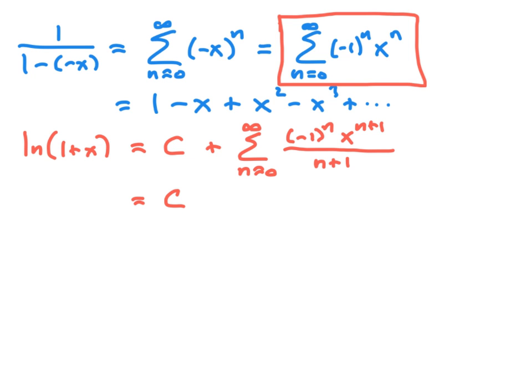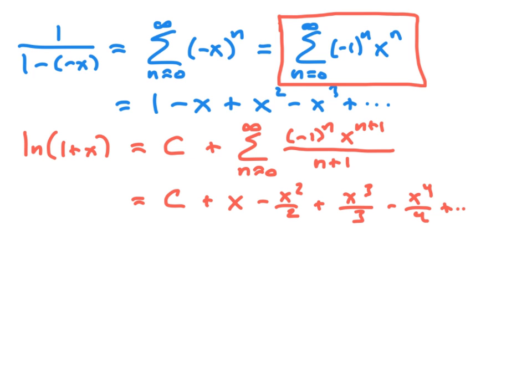If we write out the first several terms, we can integrate each of the terms of our original power series, and we will obtain c, an arbitrary constant c, plus x, minus x squared over 2, plus x cubed over 3, minus x to the 4th over 4, etc.